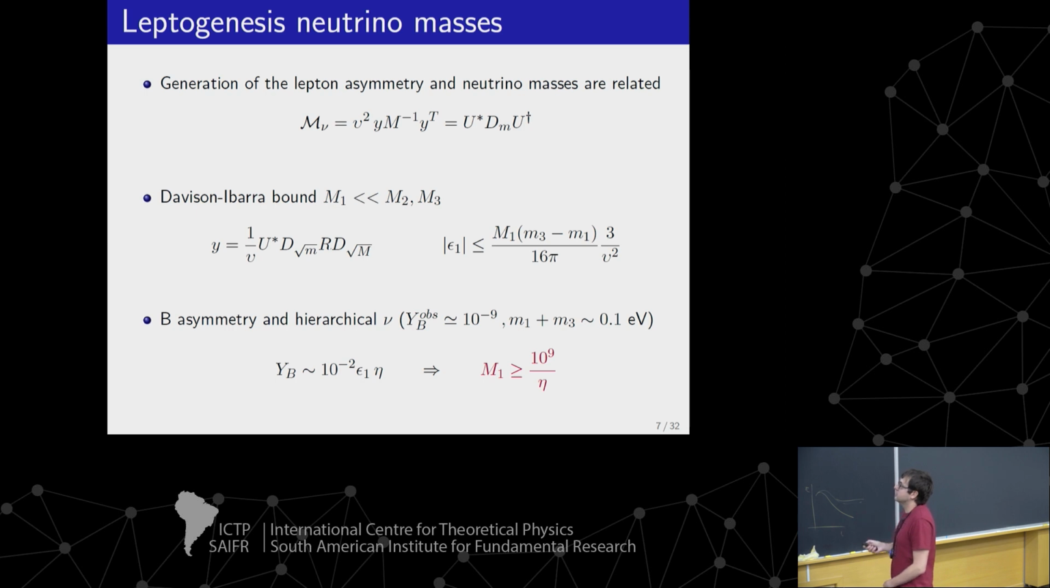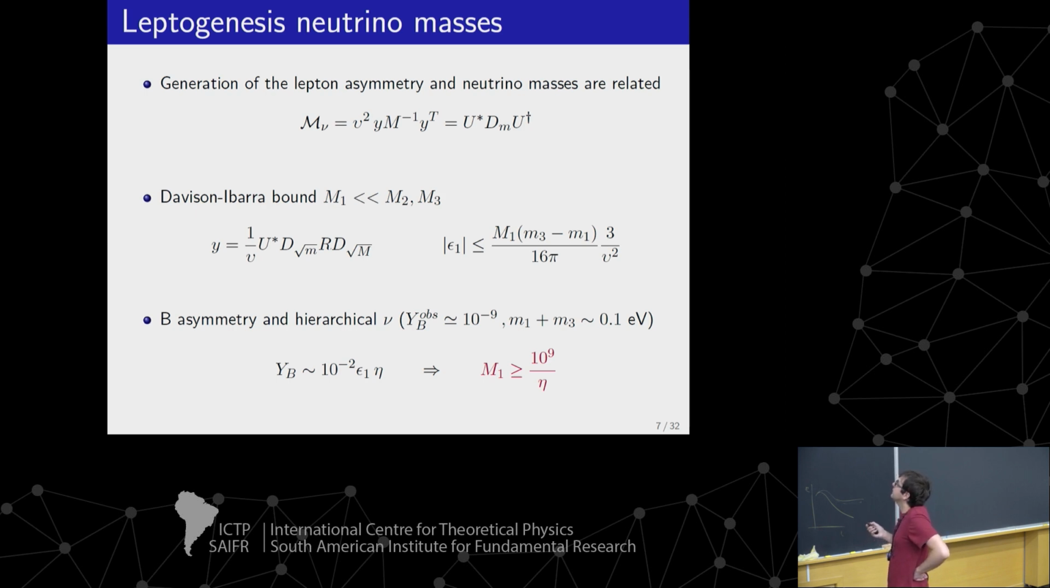It was derived by Davidson and Ibarra. In the case where you have a hierarchical neutrino spectrum, the baryon asymmetry, as I said, is a factor times the B-L asymmetry. But then in the end, the B-L asymmetry depends on the efficiency and this epsilon parameter. So you can write something like this: YB is of order 10 to the minus 2 epsilon times eta.